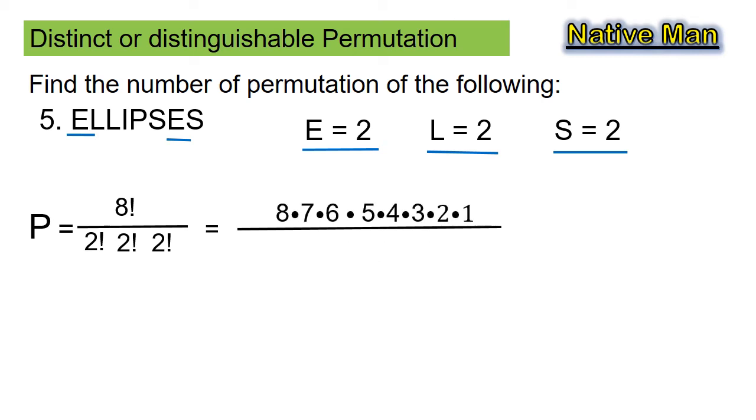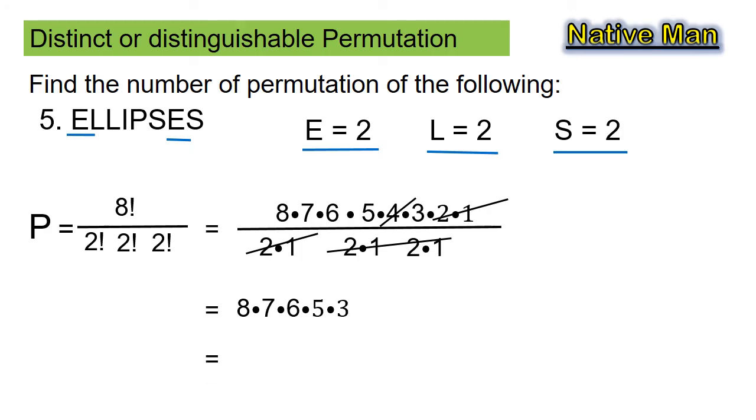So, let's try to simplify. 8 factorial is 8 times 7 times 6 times 5, 4, 3, 2, 1 over yung first 2 factorial is 2 times 1, second 2 times 1, and then yung third 2 times 1. Again, by cancellation, 2 times 1, denominator, 2 times 1, numerator. Then ito, 2 times 1, and 2 times 1 is equal to 4. Pwede yung i-cancel sa 4 sa numerator. So, ang natira po sa taas ay 8 times 7 times 6 times 5 times 3. Yan. If you multiply those numbers, 5,040 distinguishable permutations.